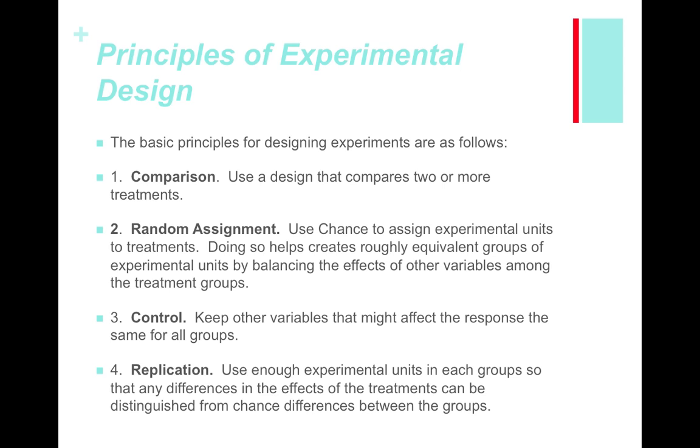The results would depend too much on which group got lucky and received the stronger student. If we assign many subjects to each group, however, the effects of chance will balance out, and there will be little difference in the average responses in the two groups unless the treatments themselves cause a difference. So this is the idea of replication, right? You're going to use enough experimental units to distinguish a difference in the effects of the treatment from the chance variation due to the random assignment.